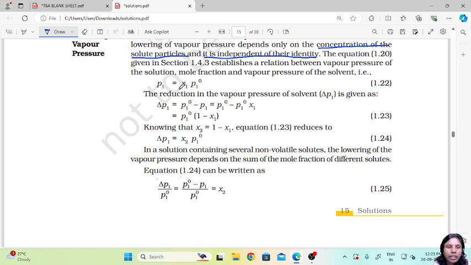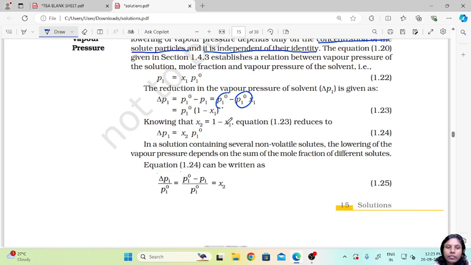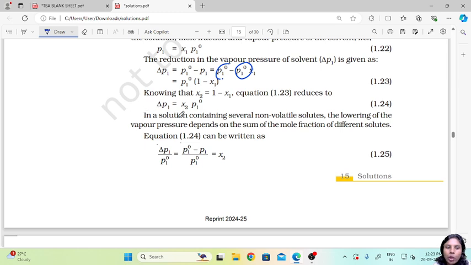Now this P1 we can write in terms of the mole fraction. So we write P1 naught minus P1 naught X1. In this equation P1 naught is common, so we can take it out and write 1 minus X1. We know that the total mole fraction is equal to 1, so X2 will be 1 minus X1. So 1 minus X1 is equal to X2, and delta P1 will be equal to X2 P1 naught.